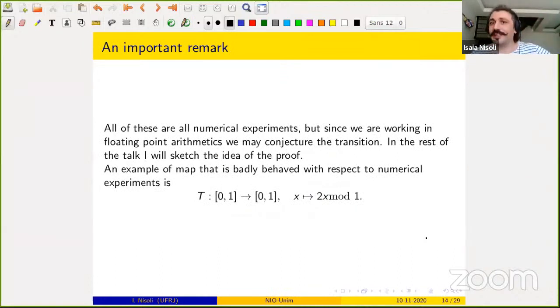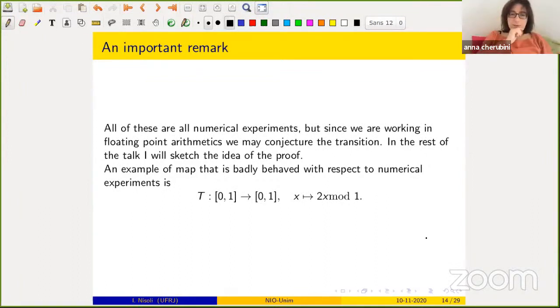And an important remark is that all the things that I've done up to now are just numerical experiments. So this is not a mathematical proof. It's an idea of something that could be really happening, because when we deal with floating point arithmetic, all our maps become maps on a finite set. So they're all periodic. So in general, we don't know if what we see numerically is what is happening with the mathematical system.